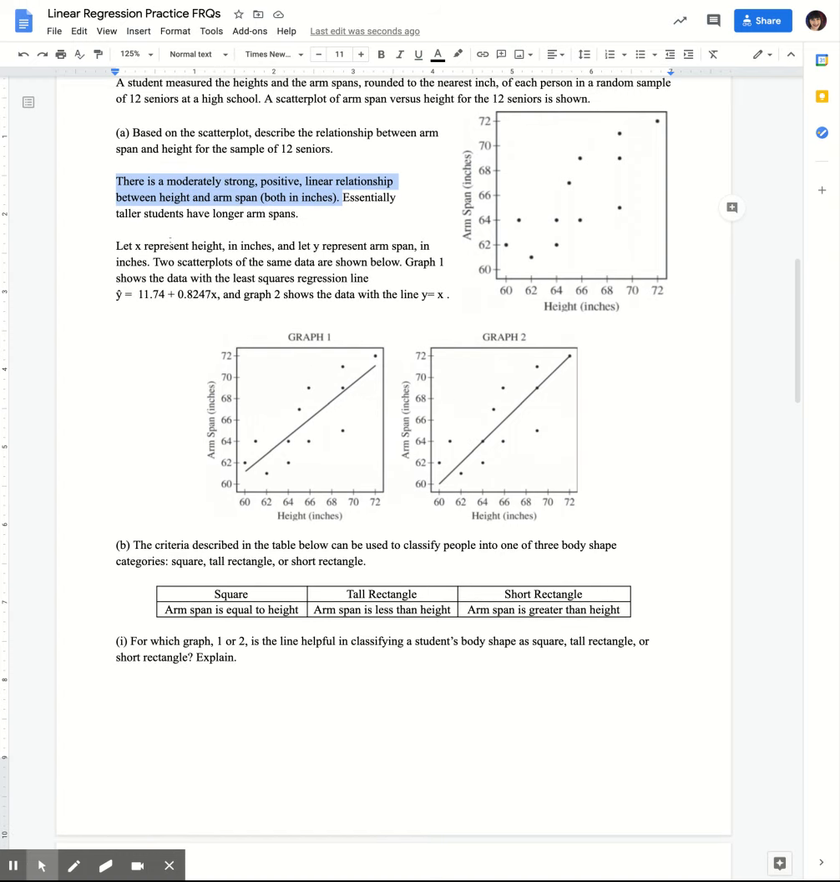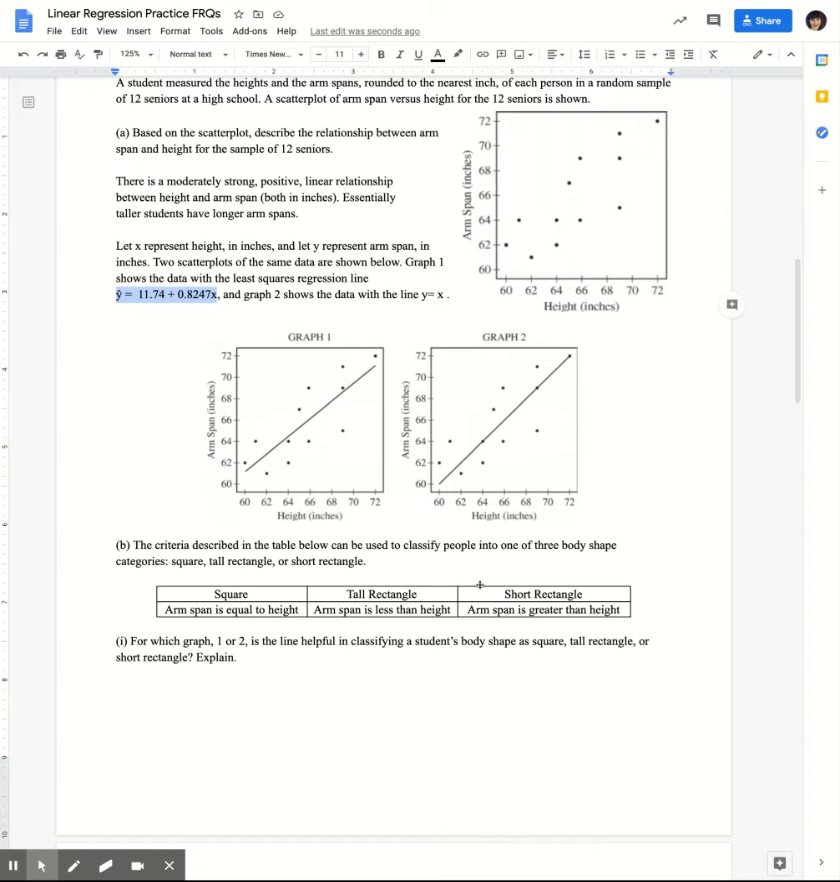So I have two graphs here. The first graph shows the least squares regression line. Okay, and then the second graph shows the line y equals x. So this line, the least squares regression line, is the best line for predicting arm span if you know a person's height. But it's this one here, the y equals x graph, is going to help us with something called a classification of body types, which is what this part is about. So part B says that we can classify people into one of three body shapes: square, tall rectangle, or short rectangle.